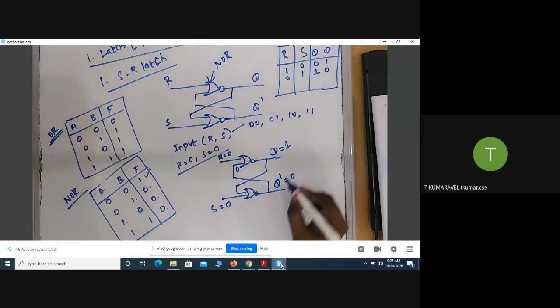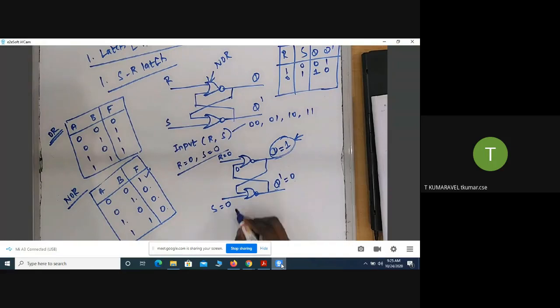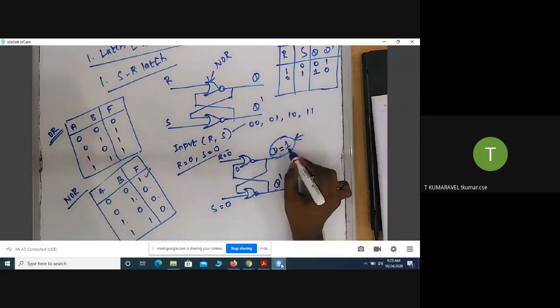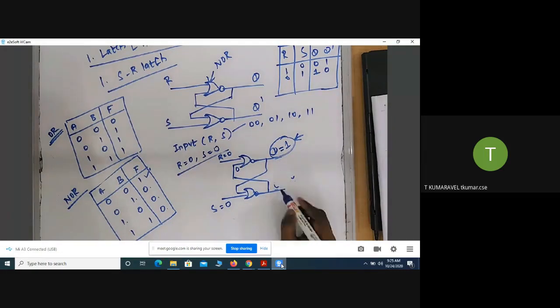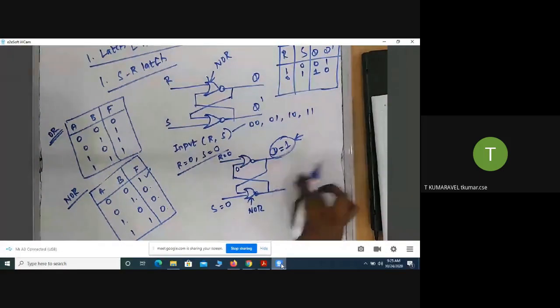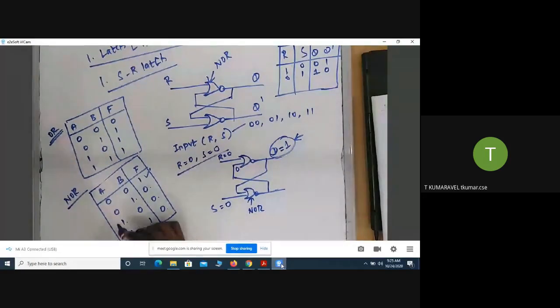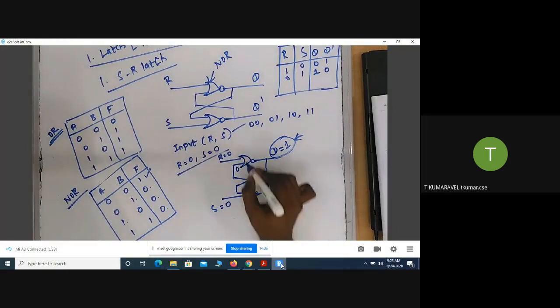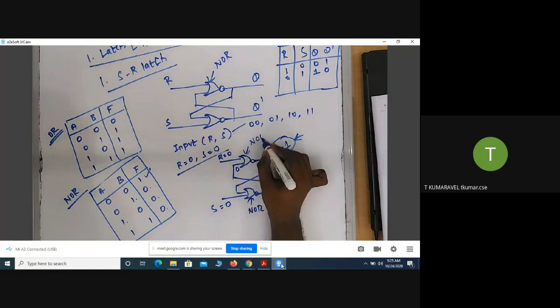Now I'm going to take the previous stage output, Q equal to 1 and Q naught equal to 0. The Q is the input for this NOR gate. So 0 1 combination gives the output value equal to 0. This is the feedback for the other NOR gate.